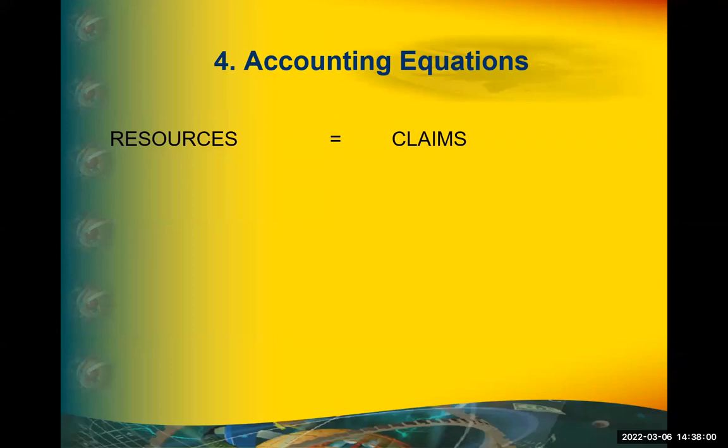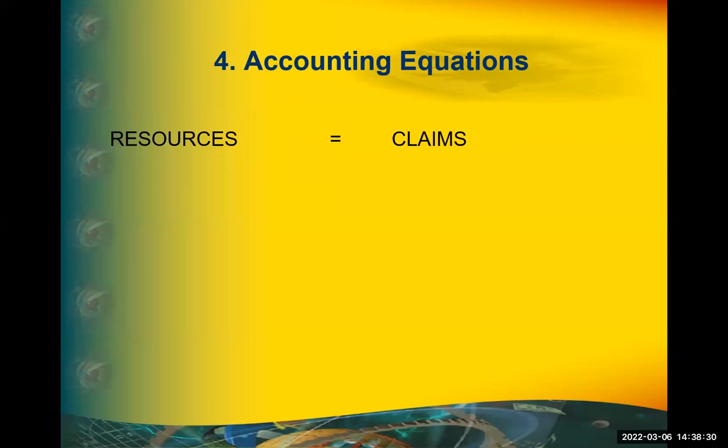Now, what is the equation now? What are the resources? Same total of resources, but the resources have been split. 9,80,000 cash plus bank account 20,000 is equal to 10 lakh. That is equal to the claim. What is the claim? The owner's claim.